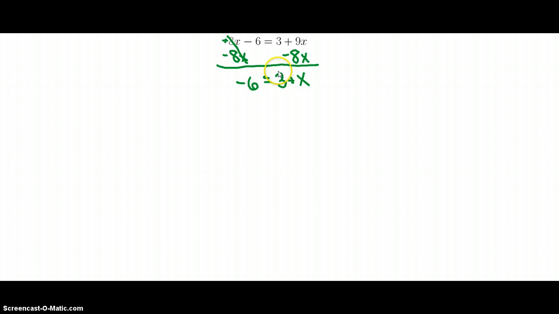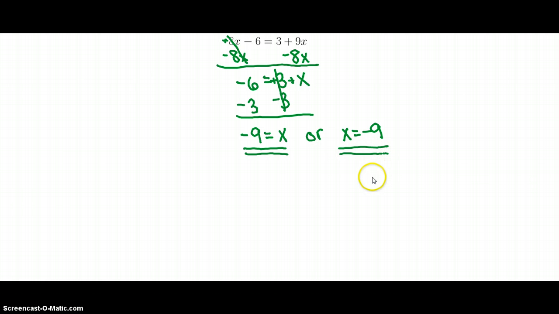Then we have this 3 that's on the same side of the x, and it's a positive 3. So to get rid of the positive 3, we have to subtract 3 from both sides. Negative 6 minus 3 gives us negative 9. And then positive 3 and negative 3 cancel, and we're left with x. And you could write it like this, but a more common and probably more appropriate way to write it would be x equals negative 9.